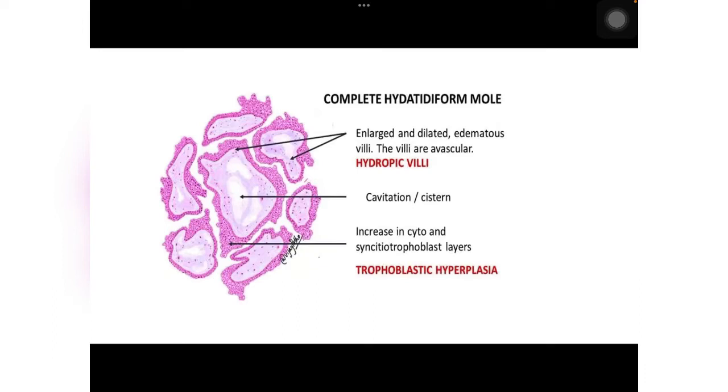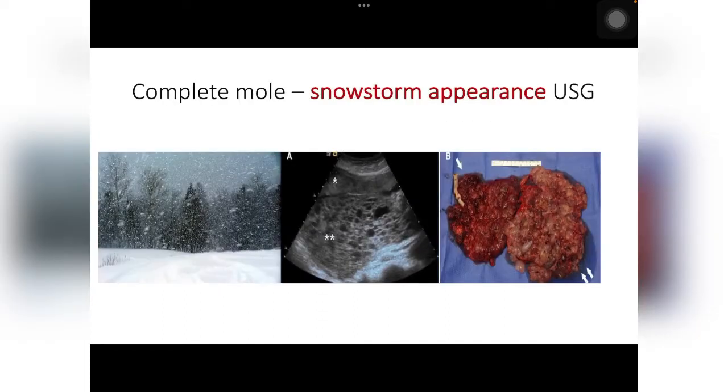So the villi are going to be enlarged, dilated and edematous. The villi will be avascular and hydropic villi will be present. There can be cavitation seen inside the villi and there will be trophoblastic hyperplasia. You can see that the trophoblasts are proliferated much. This is a histopathological picture of a complete hydatidiform mole. In this picture, this is a snowstorm. In a dark background, you are seeing so many white spots. That is how it's going to resemble in USG. So a complete mole has a snowstorm appearance in USG.